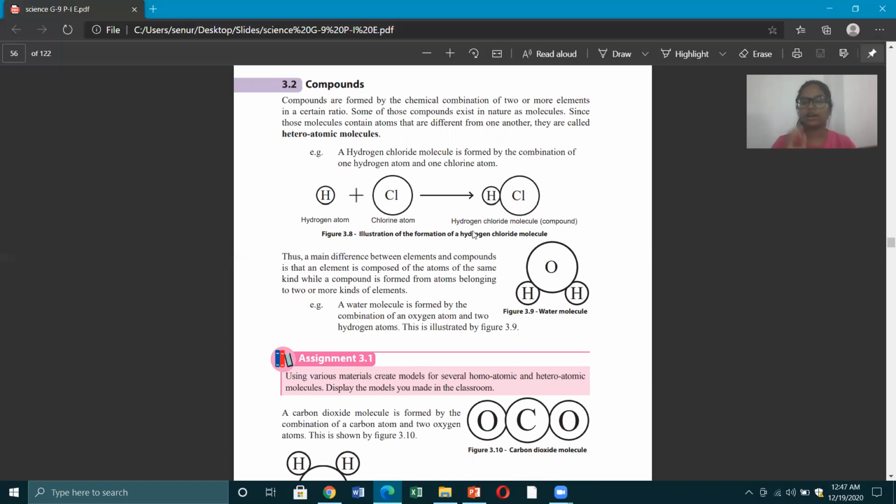Okay, so I'll teach you why we use these two words, certain ratio, when we talk about the definition of compounds, because it's really important.